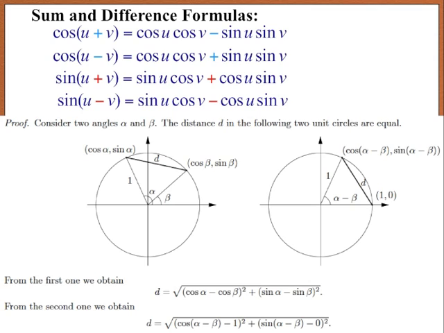From the second diagram, that's the right-hand diagram, we obtain d equals the square root of (cosine of alpha minus beta, minus 1) squared plus (sine of alpha minus beta, minus 0) squared. Again, we're just using the distance formula.